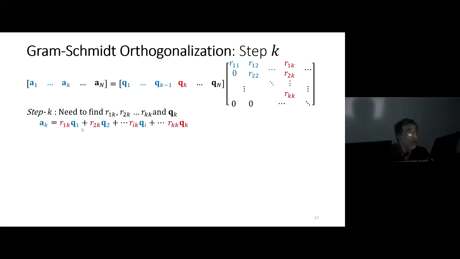So Ak is equal to this expression here, right? If you read it off, Ak equals Q1 times R1k plus Q2 times R2k all the way up to Qk times Rkk. So Rik Qi is the ith term here. I is less than k. Okay, and well, I could be 1 or 2.